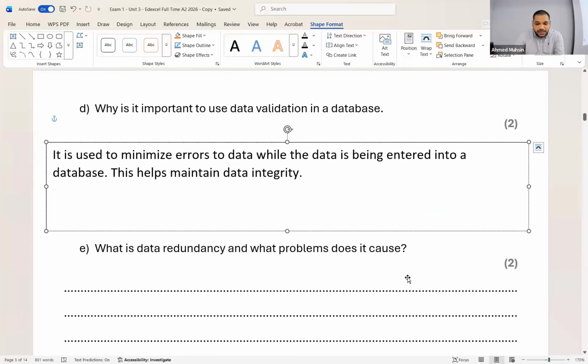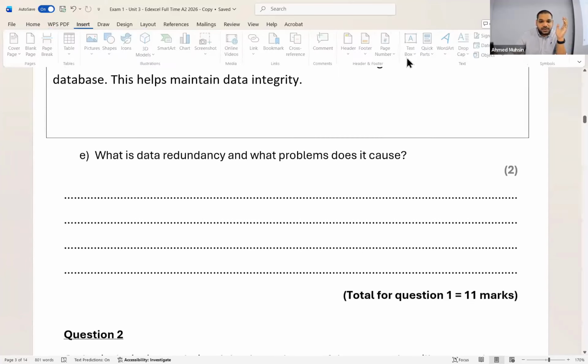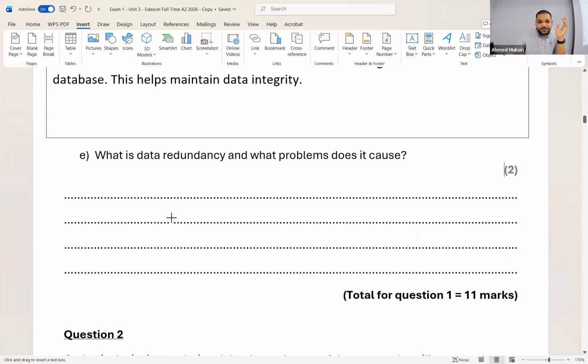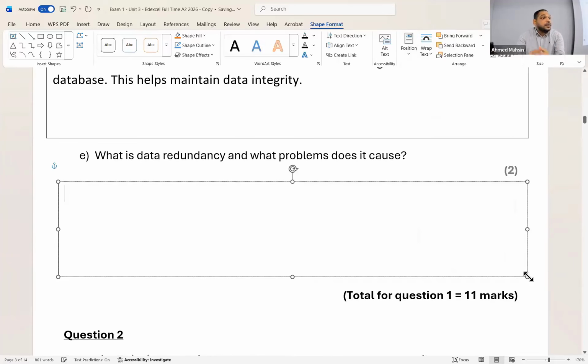What is data redundancy? Tell me that, and then tell me what problem it causes. So what is data redundancy in simple words? Unnecessary repetition. Why are you going all the way there? Just tell me the simple definition. Data redundancy can also be good, right? Can also be useful, if you're backing up data. I didn't tell you whether it's good data redundancy or bad data redundancy. I just said data redundancy. Just say duplication of data. Duplication of data is known as data redundancy here. Okay?